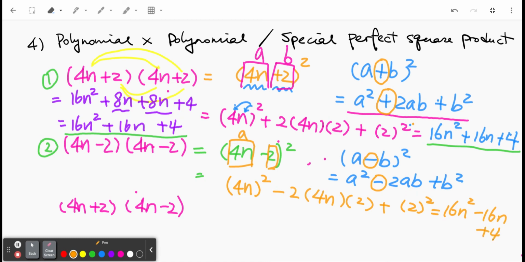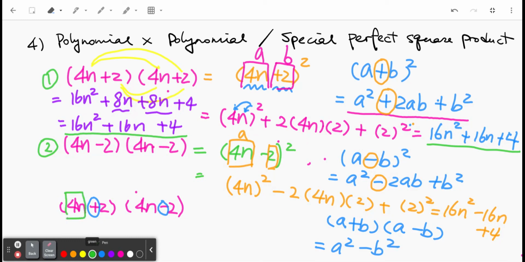So when you know the formula, it's super easy. The last part, where you have plus and minus. We actually practiced that in factoring already, so you should memorize it already. So we have a case which is a plus b times a minus b equal to a squared minus b squared. Our a here is 4n. Still, our b here is 2. All you have to do, a squared, 16n squared, minus b squared is 2 squared, which is 4.